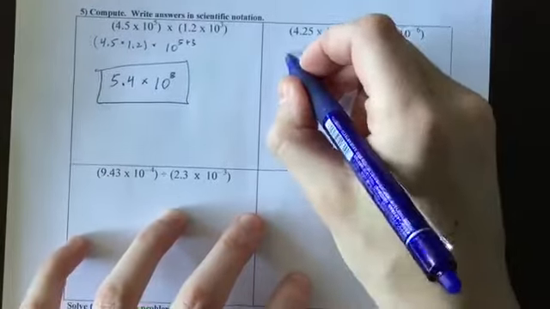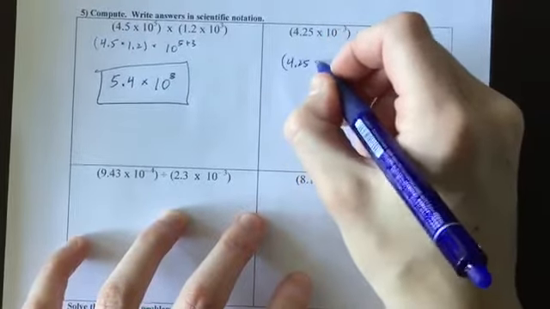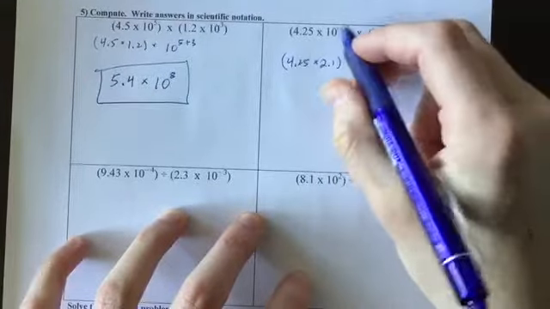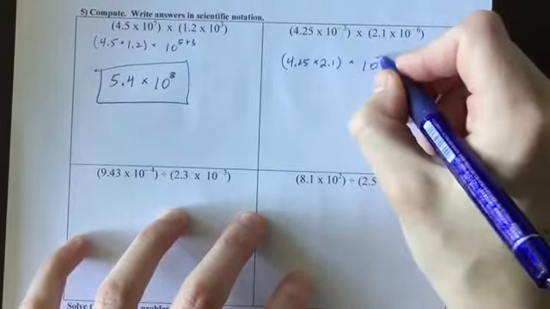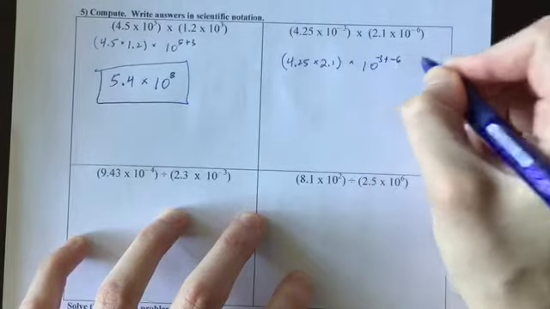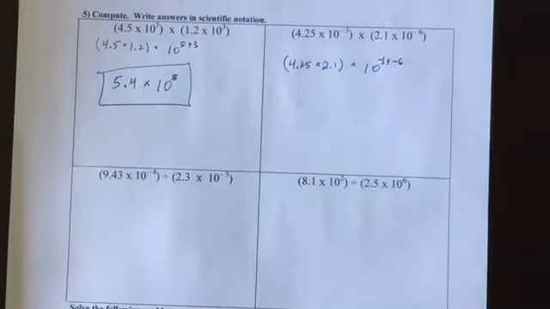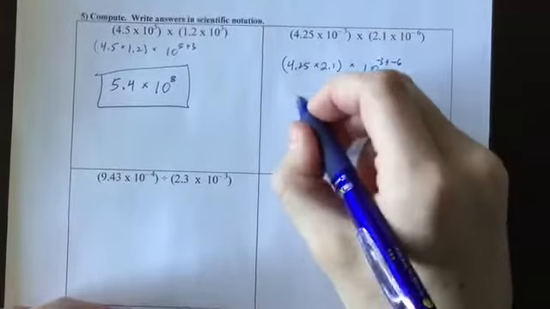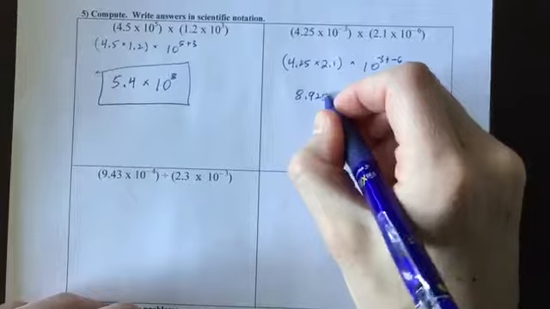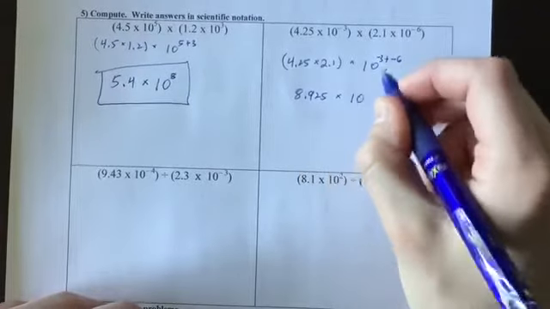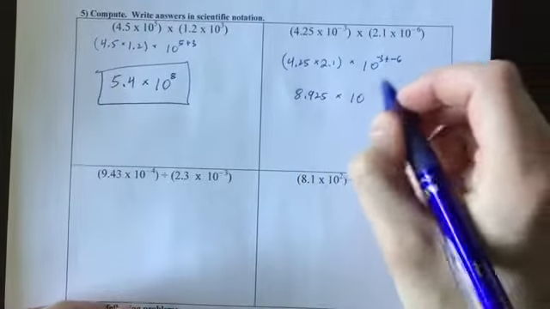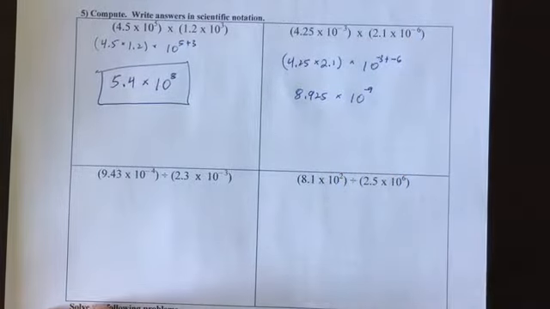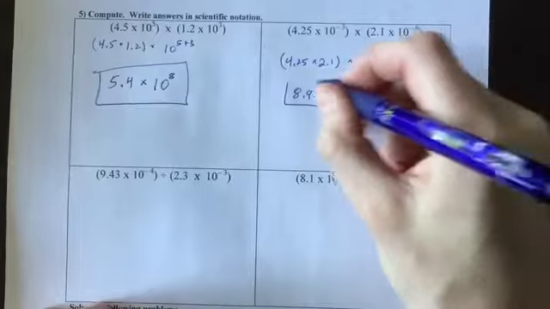On this one, let's see, 4.25 times 2.1 times, let's see, 10 to the negative third, 10 to, that's going to be negative 3 plus negative 6. So let's see, 4.25 times 2.1, 8.925 times 10, negative 3 plus negative 6 is going to be negative 9. Is that in proper scientific notation form? It is, so we box it.